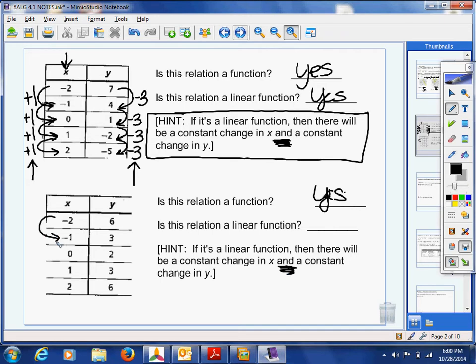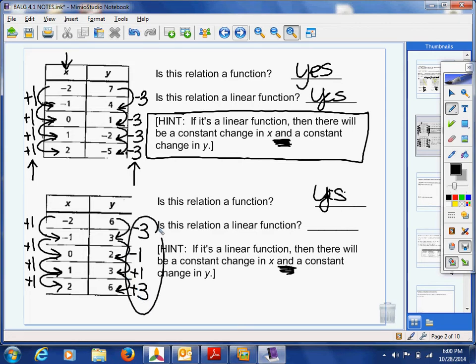All right, so let's see what happens. We got -2 to -1. That means we're increasing by 1. -1 to 0, I'm increasing by 1. 0 to 1, I'm increasing by 1. And 1 to 2. Hey, it's looking good so far. I'm halfway there. I do have a constant change in my x's. That's looking great. Let's do our y's. 6 to 3, I went down 3. 3 to 2, I went down 1. 2 to 3, I went up 1. And 3 to 6, I went up 3.